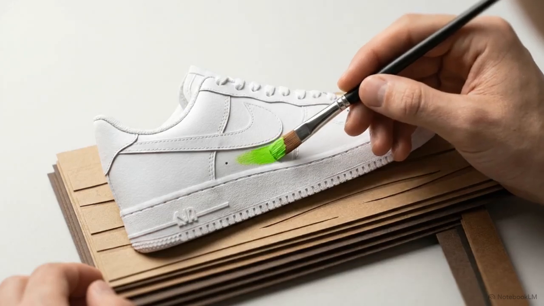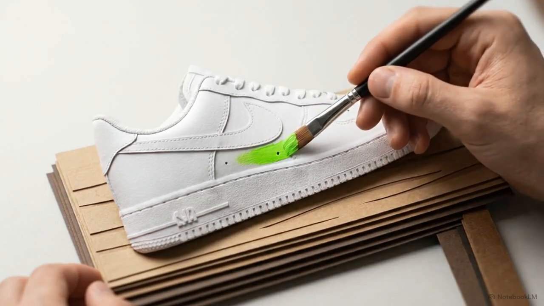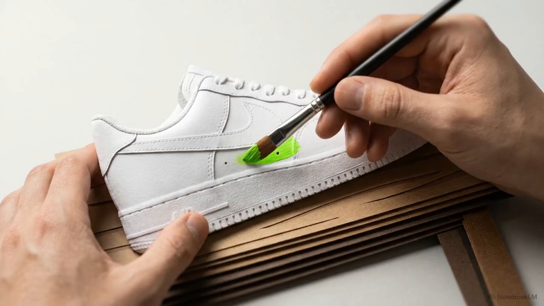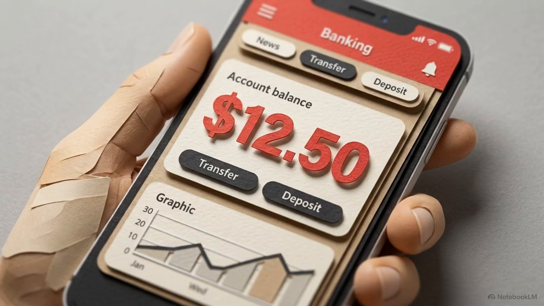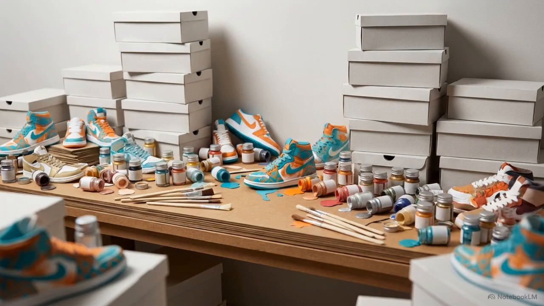Meet Sam. Sam buys plain white sneakers, paints custom designs on them, and sells them online for a nice markup. It seems like a great setup, but recently Sam noticed a problem. Half of the custom shoes have sold, but Sam's bank account is basically empty. The money has seemingly vanished into the business.